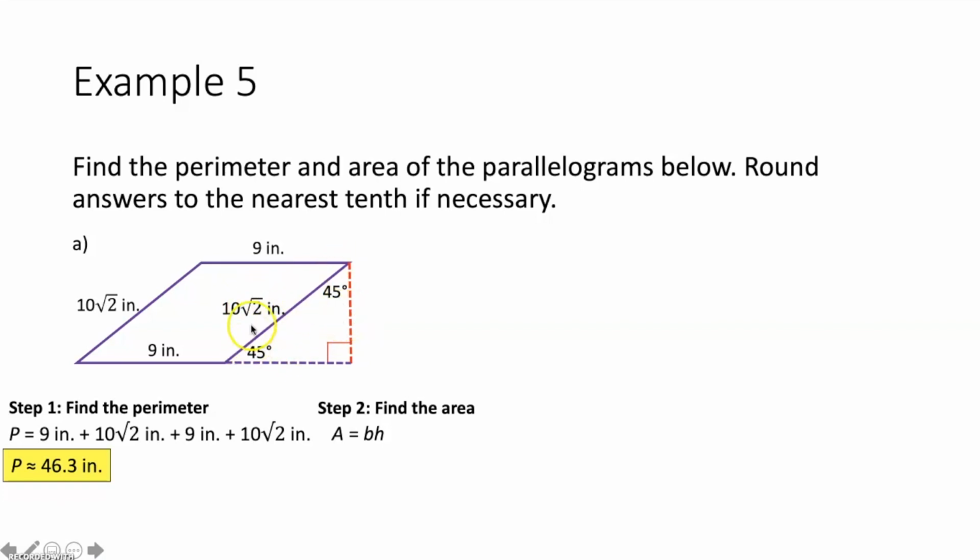So if our hypotenuse is 10 rad 2, all we have to do is divide that by rad 2, and we get that each of our legs here would be 10 inches, meaning that the length of our altitude, our height in this case, would be 10 inches. So we can plug that in for our height here, and remember 9 inches went in for our base. We multiply those together, we get the area of this parallelogram is 90 inches squared, or 90 square inches.